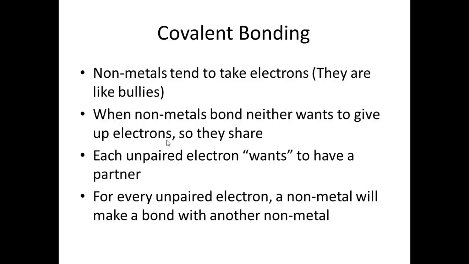Non-metals like to take electrons. So if there's more than one non-metal, they don't want to give it up, so they end up sharing. And each unpaired electron needs a partner. You can think of an unpaired electron as a hand reaching out for something else. That's what a single electron alone is. So every unpaired electron with a non-metal, you make one bond with another non-metal.